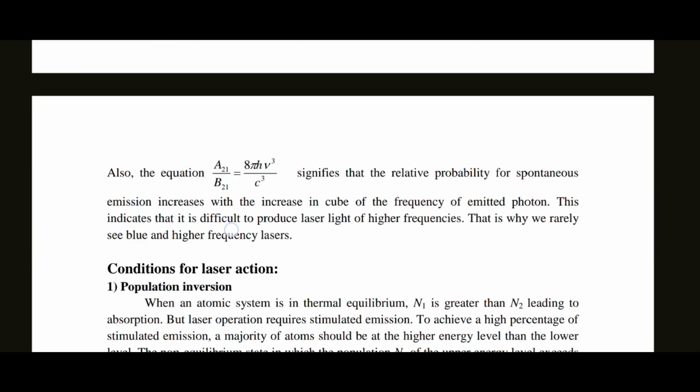Also, the equation A21 by B21 equals 8 pi h nu cube by c cube signifies that the relative probability of spontaneous emission increases with the increase in the cube of the frequency of the emitted photons. This indicates that it is difficult to produce laser light of higher frequencies. That is why we rarely see blue and higher frequency lasers.